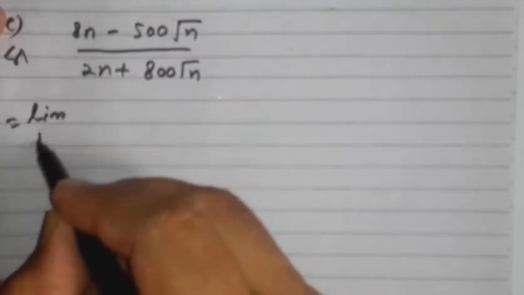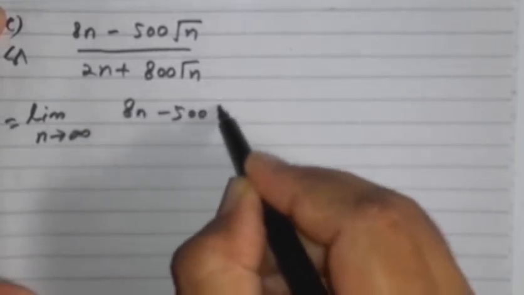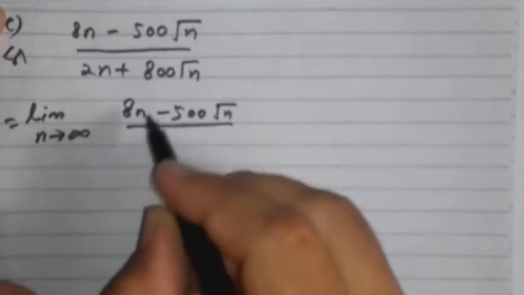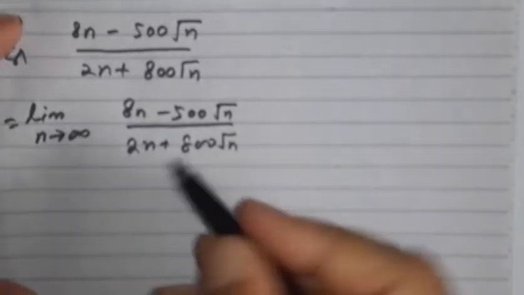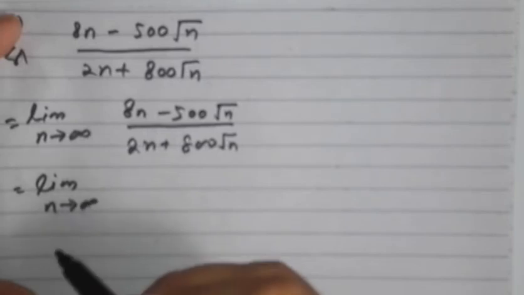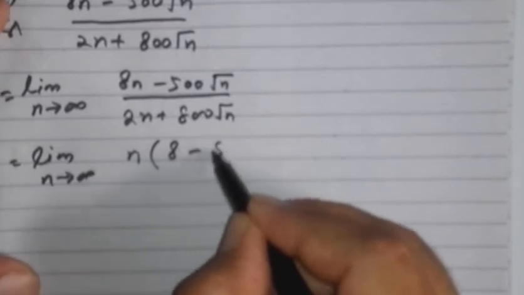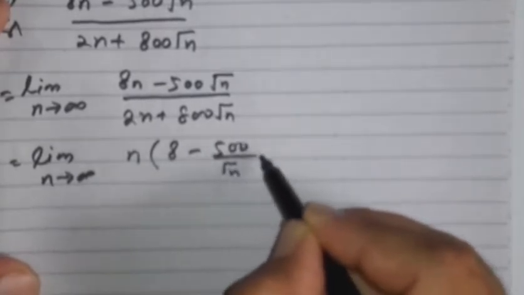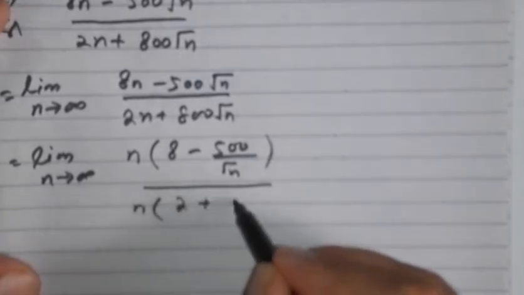Part C, limit n tends to infinity 8n minus 500 square root of n, divided by 2n plus 800 under the root n. Limit n tends to infinity, take n common here, so we get 8 minus 500 divided by under root n, and n common here, so here we get 2 plus 800 divided by under root n.